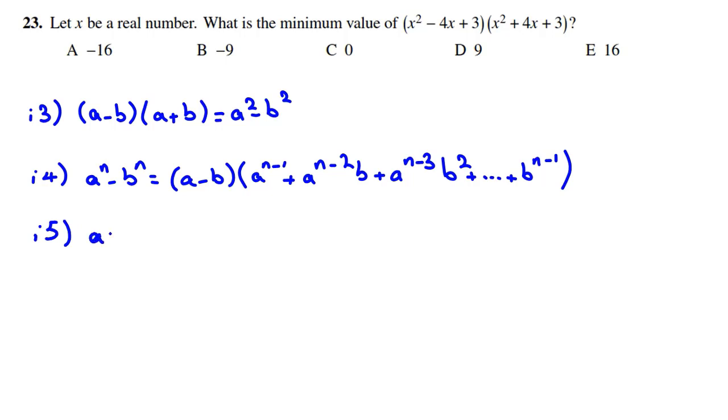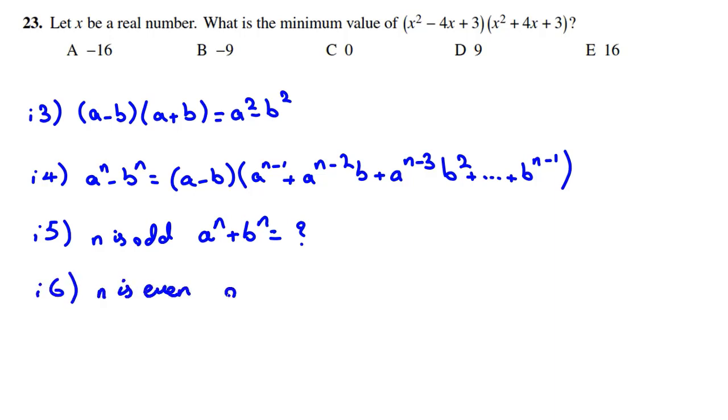Idea 5: if n is odd, we have another identity, which is a to the n plus b to the n equals something. Try to find it on your own. Factorize it; idea 6 and it's even. You can find a to the n minus b to the n, a plus b times something.